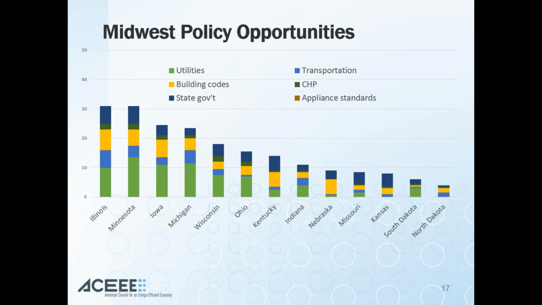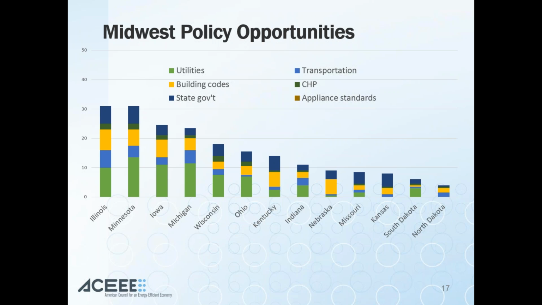So this is the first chart that I'm going to show you looking at state scorecard results, and I'm going to break it up by region. I'll talk a bit about what we're seeing in terms of policy overall, and then Sarah will take a look at that through the lens of the Clean Power Plan.